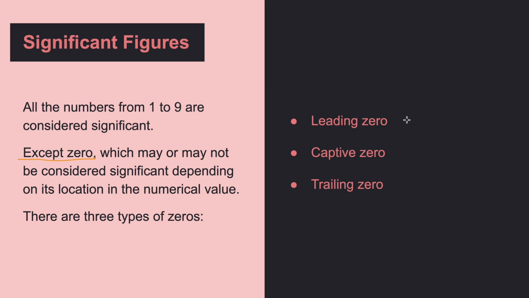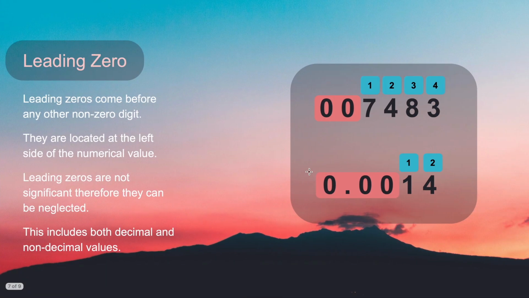To keep it in mind, leading is left, captive is middle, and trailing is right. So these left, middle, right are the location of the zero. I hope this makes it easier to understand, although the names of these zeros can tell you the whole picture. Okay, let's get started with the leading zero.